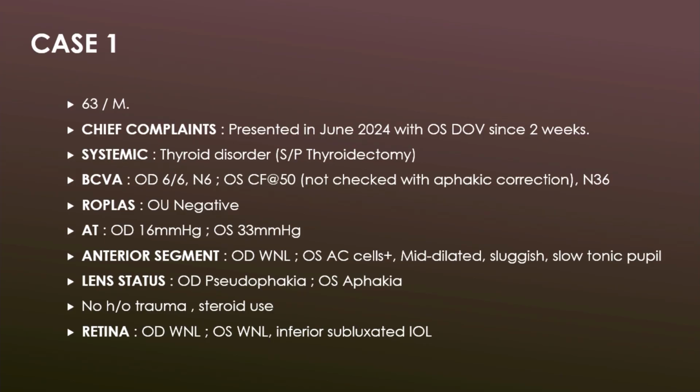RAPD was negative in both the eyes. The intraocular pressure in the right eye was 16 and left eye was elevated at 33 millimeters of mercury. Anterior segment, right eye was within normal limits. Left eye showed anterior chamber cells along with a mid-dilated, sluggish and slow tonic pupil. Right eye was a pseudophakic eye and left was an aphakic eye. There was no apparent history of any trauma or steroid use. Retina of both the eyes was within normal limits. There were no peripheral lesions, but the left eye had an inferior subluxated IOL.